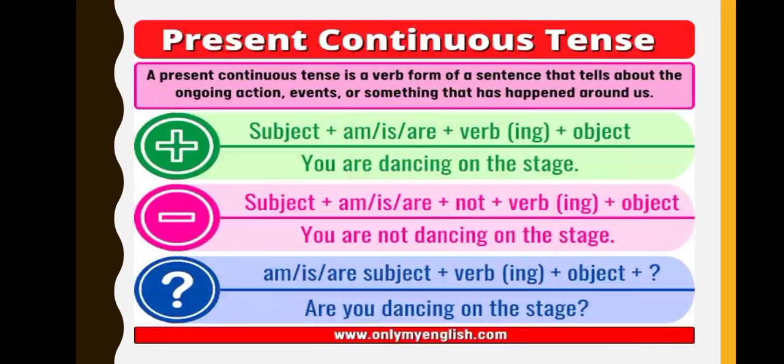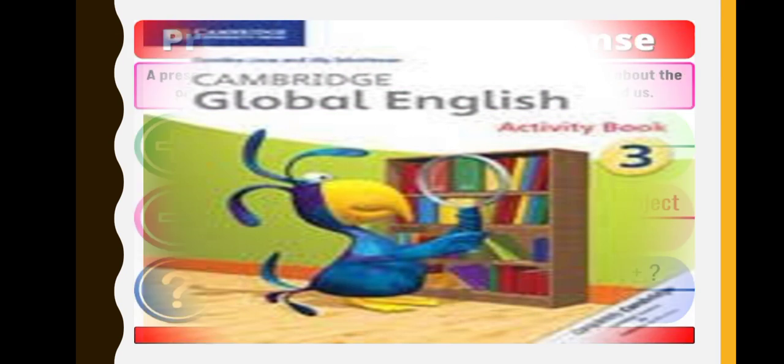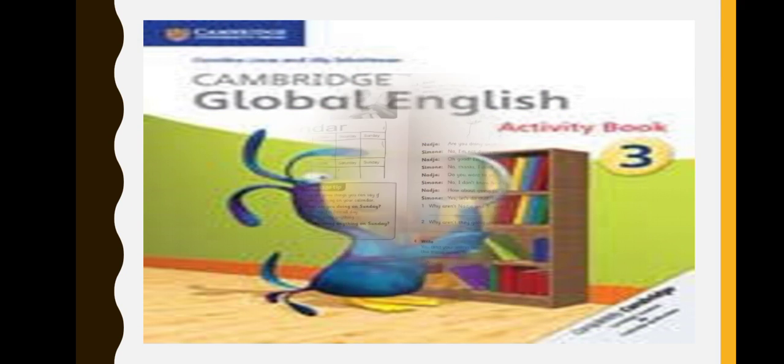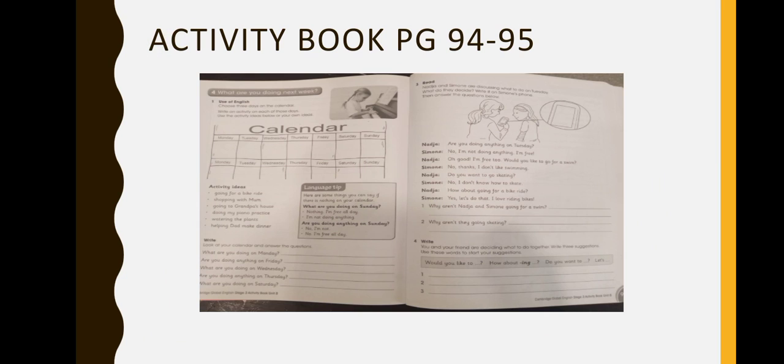You are dancing on the stage. Next one, you are not dancing on the stage. And number 3, are you dancing on the stage? So now let's do some written work. Take out activity book and page 94, write down today's date on the top of page 94, write down classwork in the middle and mention the day. It's Tuesday. So now we will do exercise number 1, use of English.